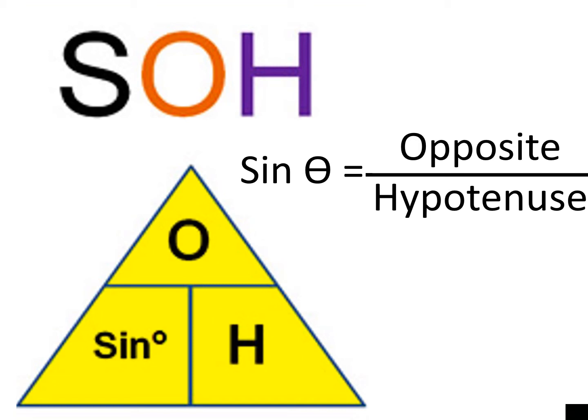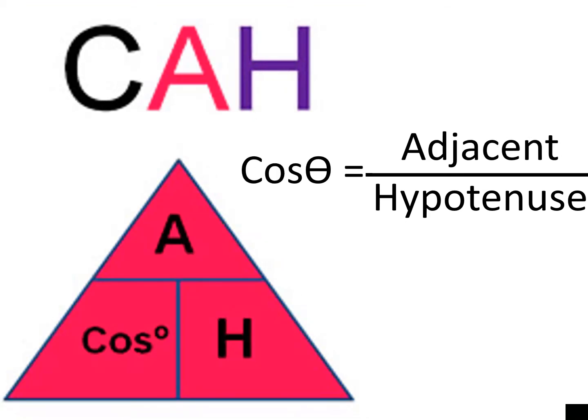Sohcahtoa, and one of the ways to do this for each of the different equations is to push the middle letter up to the top in a triangle, and then you have the bottom left hand side, which in this case is sine, is equal to the top opposite divided by the bottom hypotenuse. So sine of the angle is equal to the opposite over the hypotenuse. So that's SOH.